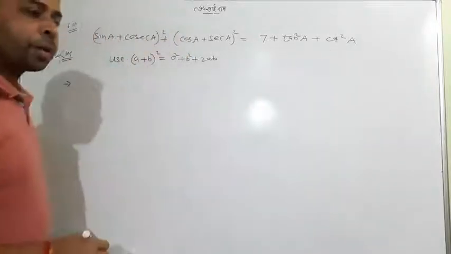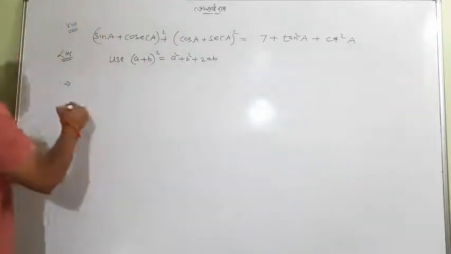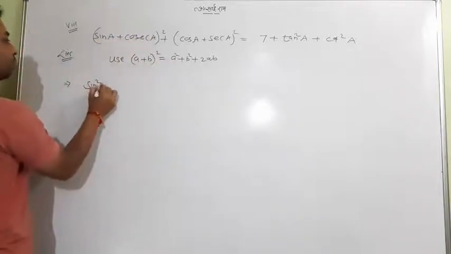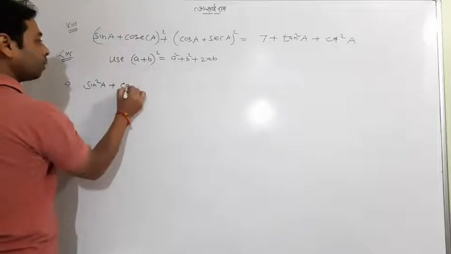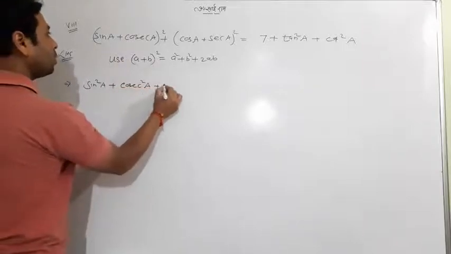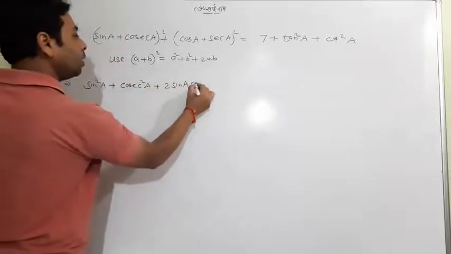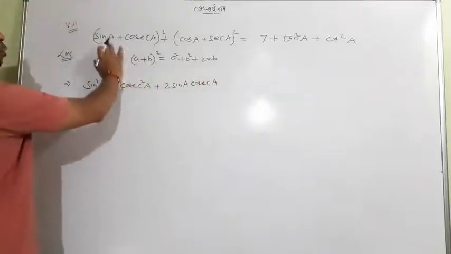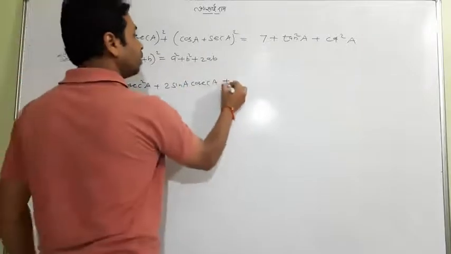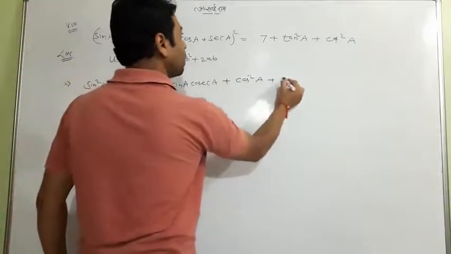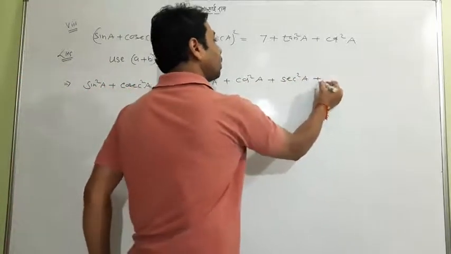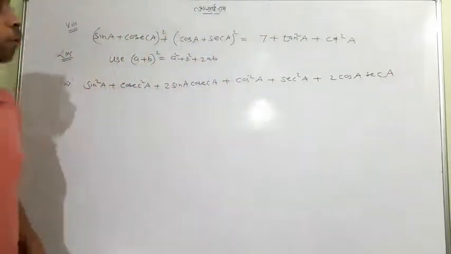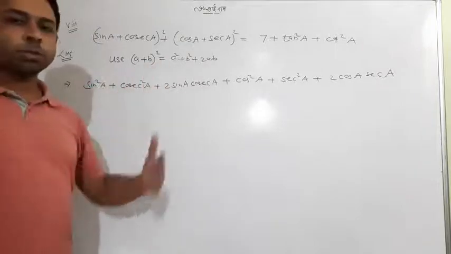It will come definitely automatically, but look at the thing, (a plus b) whole square, which is a square plus b square plus 2ab, a square plus b square plus 2ab. What about here? A square plus b square plus 2ab. Hope students you got. It's looking long, but it is very simple.